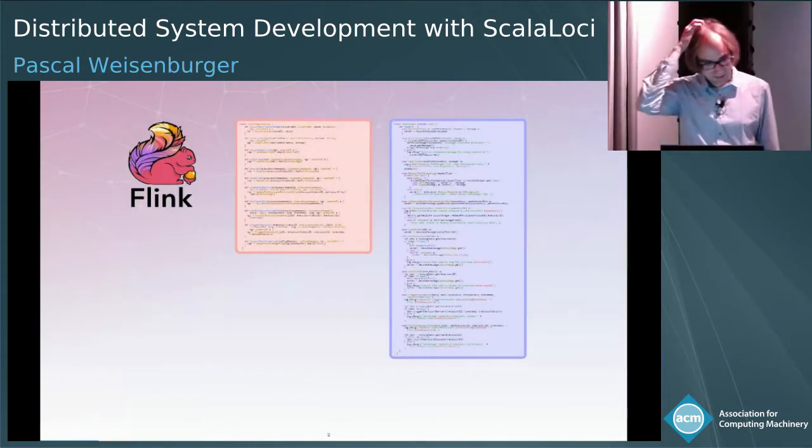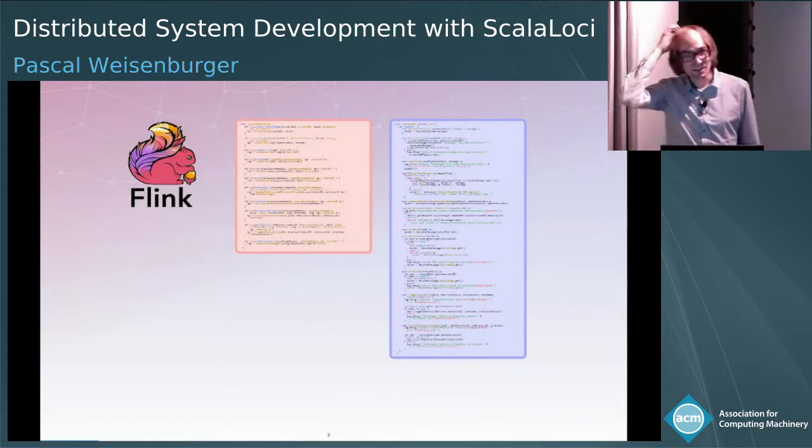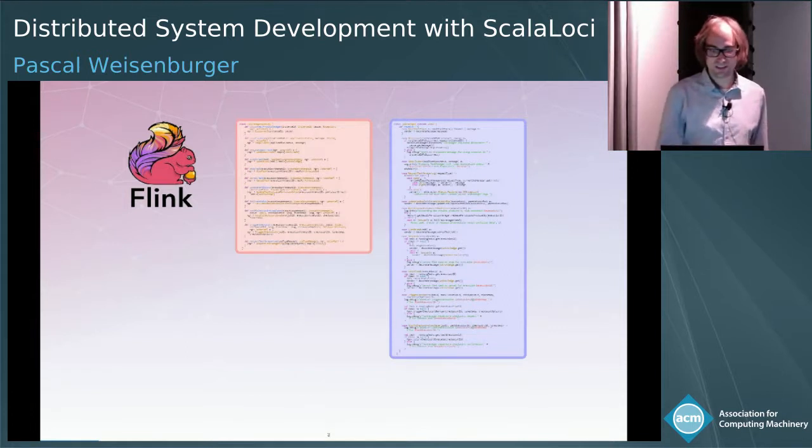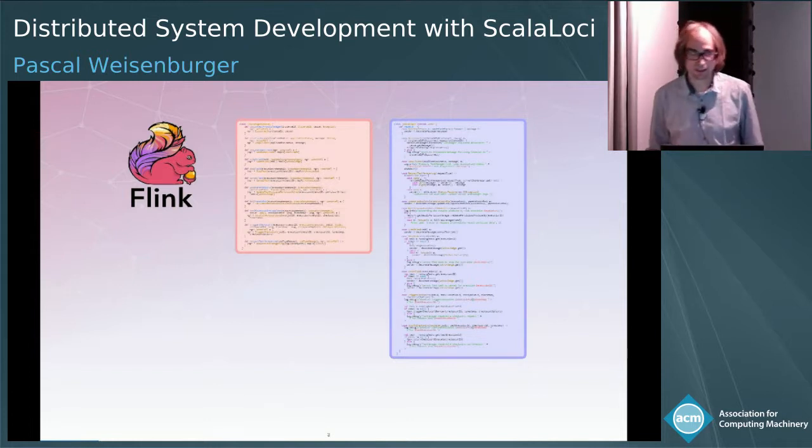And to do that, let us have a look at how state-of-the-art real-world distributed systems are developed today. What you can see here is an example of this. This is actual code taken from the Apache Flink stream processing system. And of course, you are not expected to read this code. In fact, you shouldn't, because I already did it for you.